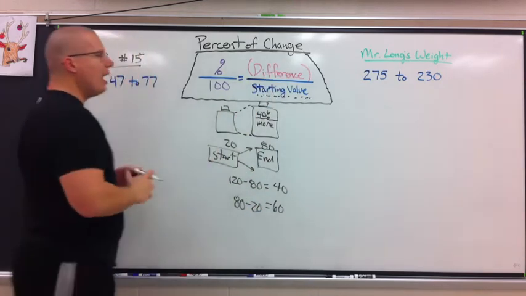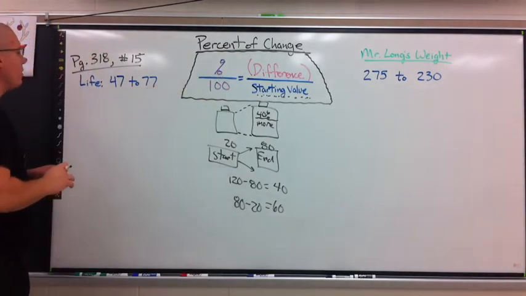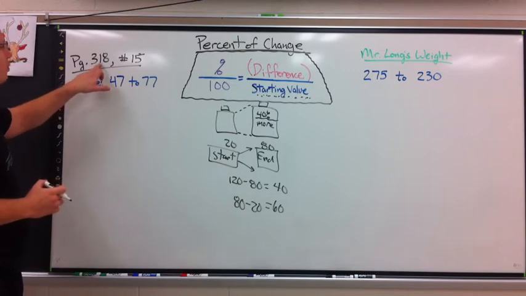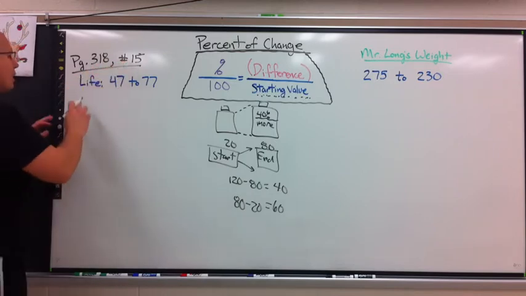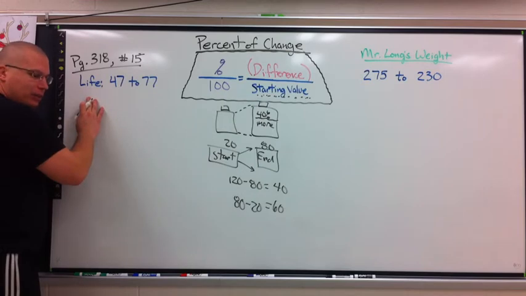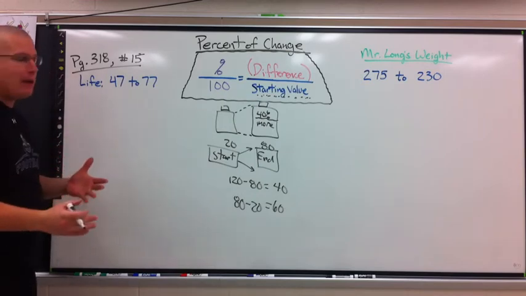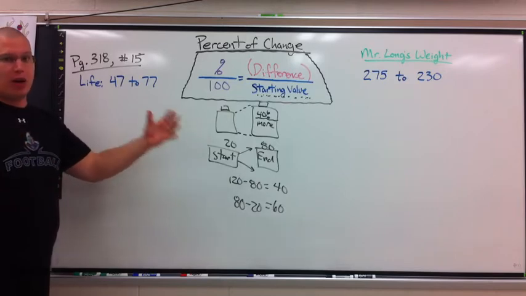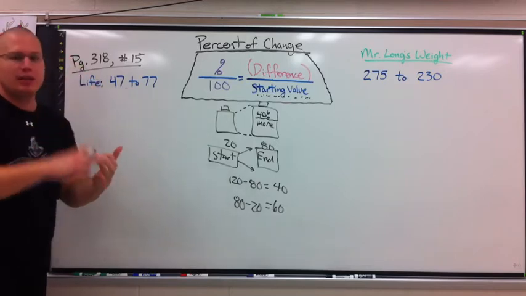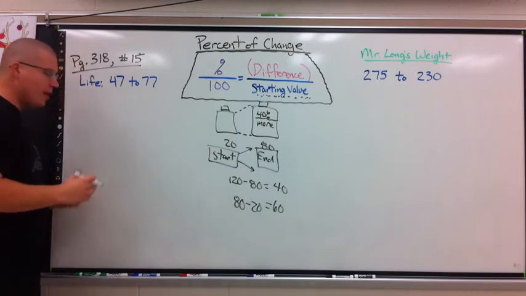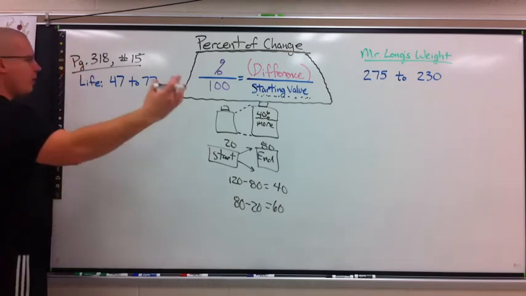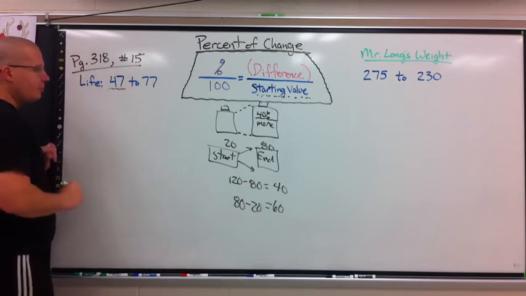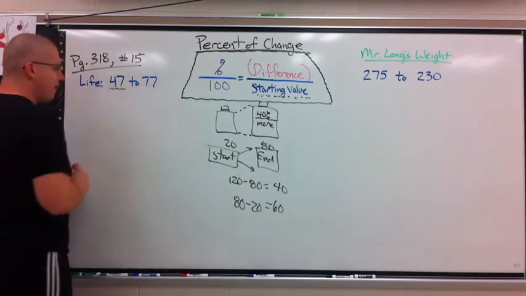Difference over starting value. Let's take a look at two examples here. This one actually is from the work you will do for your assignment, page 318, number 15. The question talks about life expectancy. If you have not figured it out, people are staying longer or getting older as time moves on. Why? Because of medical advances, doctors and things like that. So you actually live longer the more that time goes on. It used to be the life expectancy was 47. Now it's stretched out to 77.